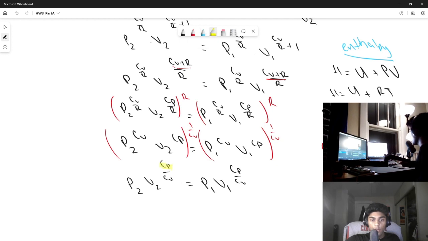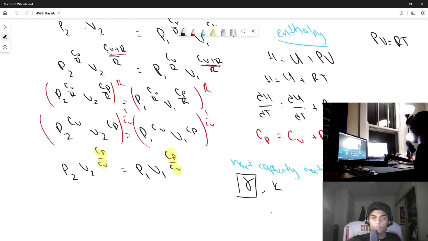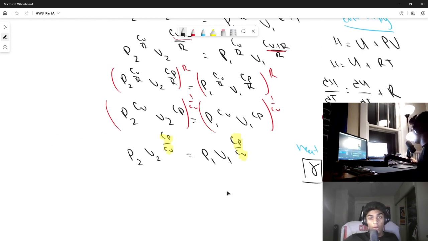Now there's something very special about this relationship here. And the special thing about it is something that we call the heat capacity ratio, which is often denoted by the Greek letter gamma or K. Personally, I prefer to use gamma because it's cooler in Greek, so why not?